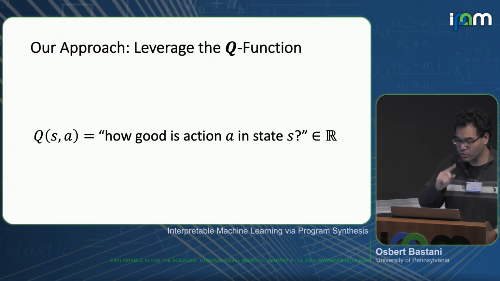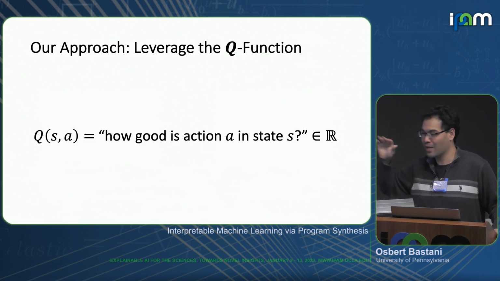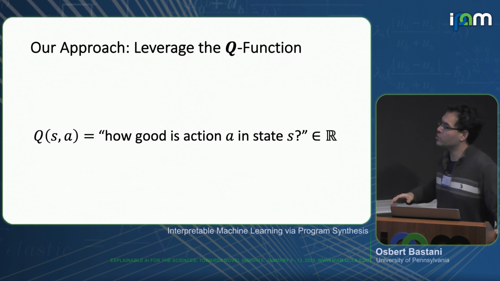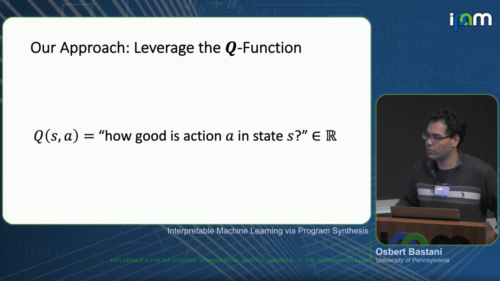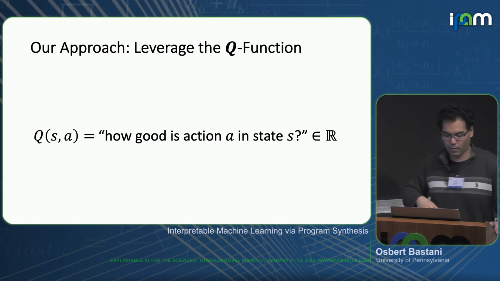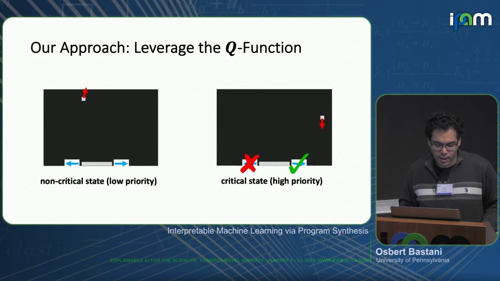So our solution is to leverage the Q function. This is also a nice thing we have in our setting that you wouldn't have in the traditional imitation learning setting. If you train a neural network policy, you usually also get a Q function out of that if you, say, use actor critic. Basically, the Q function encodes how good an action A is in a state S as a real number. This is something we just take for granted. It's typically a neural network that we have off the shelf.